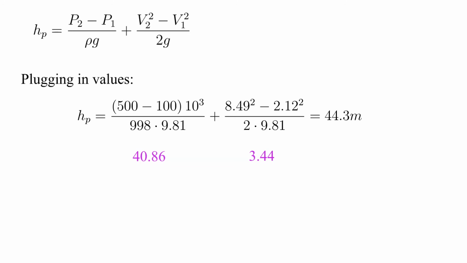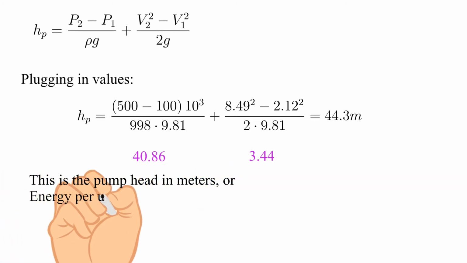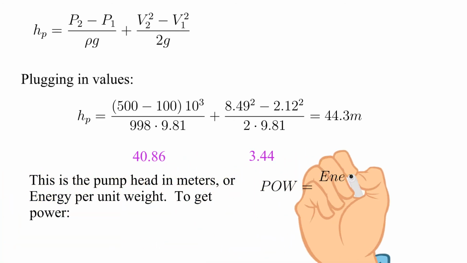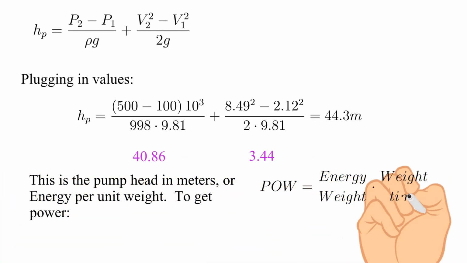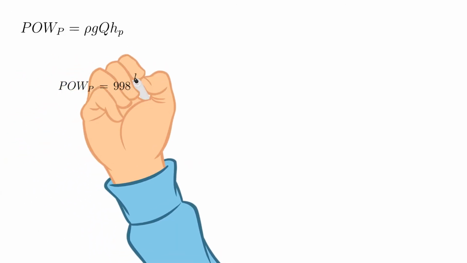This result is good, but we are looking for the hydraulic power. Pump head is energy per weight, so we multiply it by weight flow per unit time to get power. The equation is shown here. Let's plug in numbers and units.